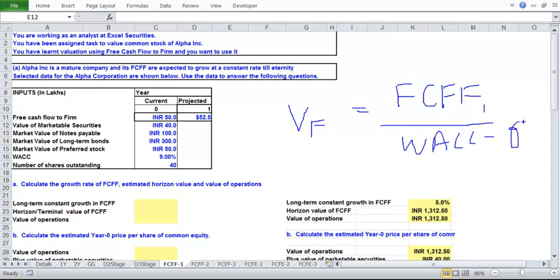Now why do we take the WACC? WACC is being taken because the free cash flow is to the firm, and the WACC is made up of debt and equity. Also, the firm is made up of debt and equity holders. So the correct way to discount the free cash flow to firm is to use the WACC. That's the idea. Now let's see this problem.